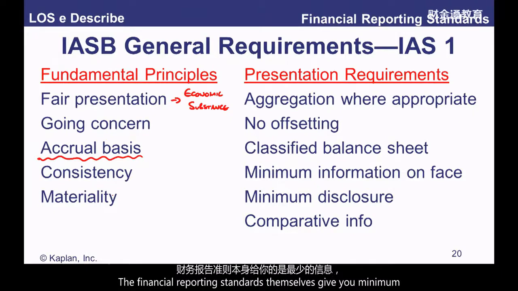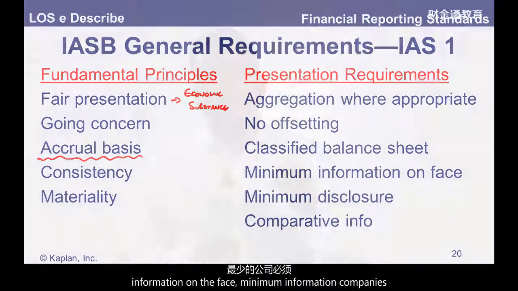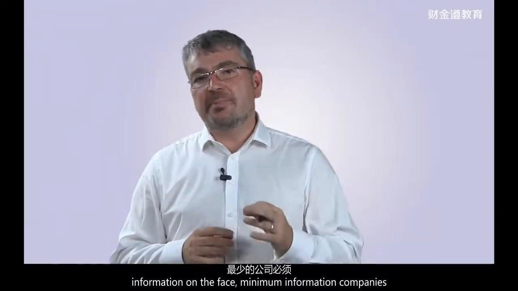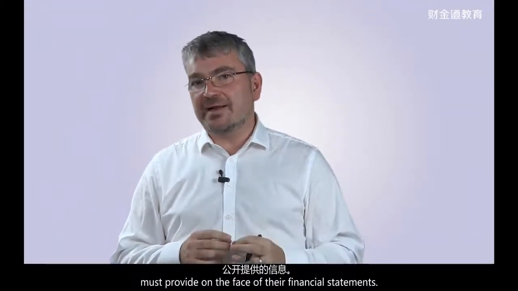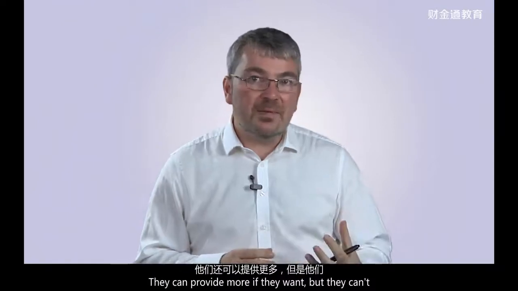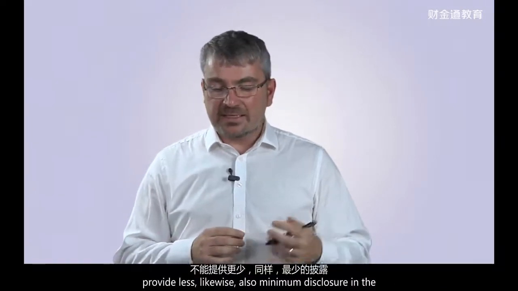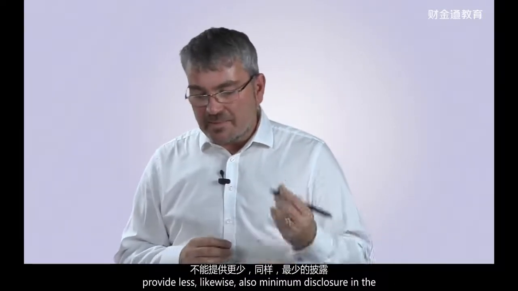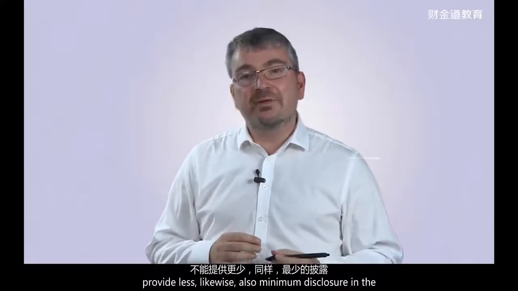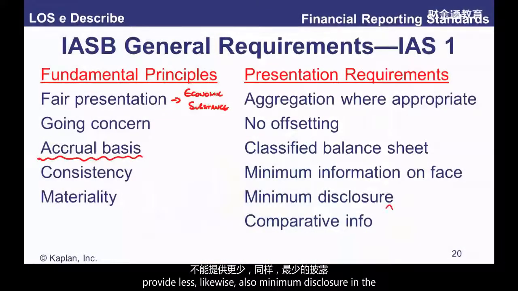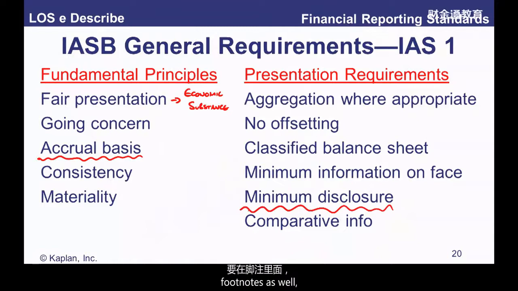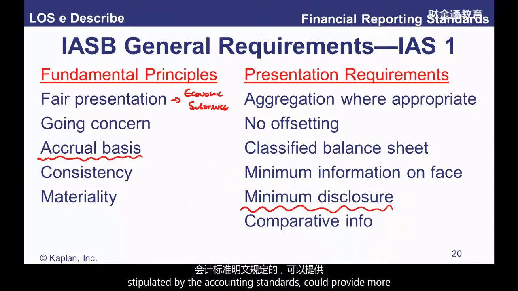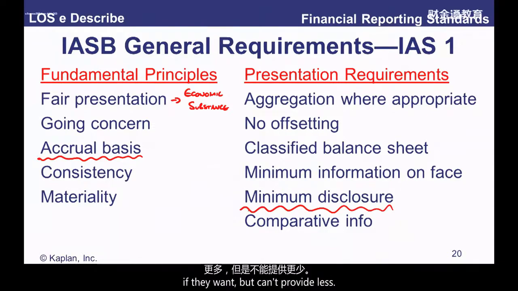The financial reporting standards themselves give you the minimum information on the face. So this is the minimum information that companies must provide on the face of their financial statements. They can provide more if they want, but they can't provide less. Likewise, not only minimum information on the face of the primary financial statements, but also the minimum disclosure in the footnotes as well is stipulated by the accounting standards. Again, companies could provide more if they want, but they can't provide less.